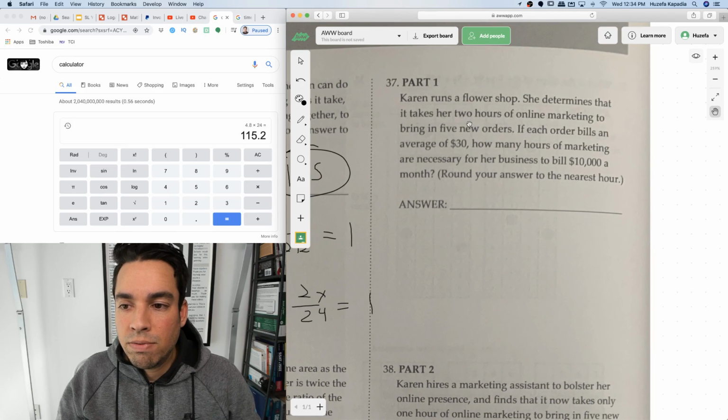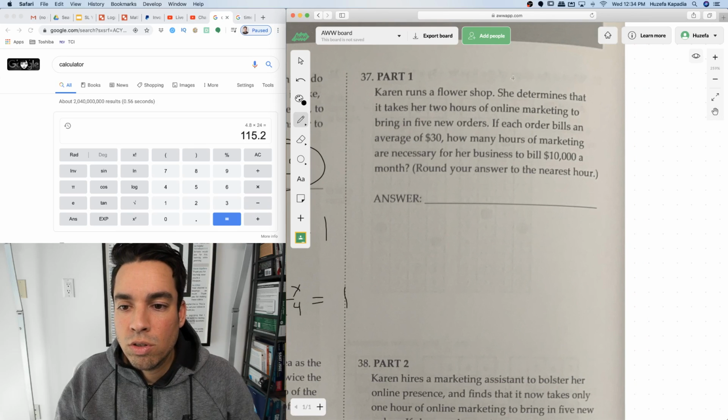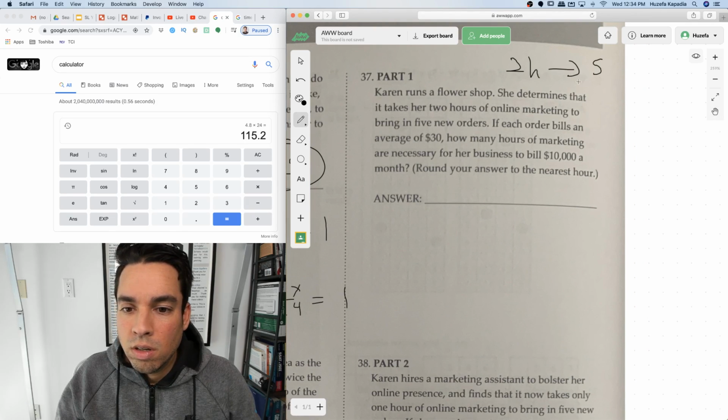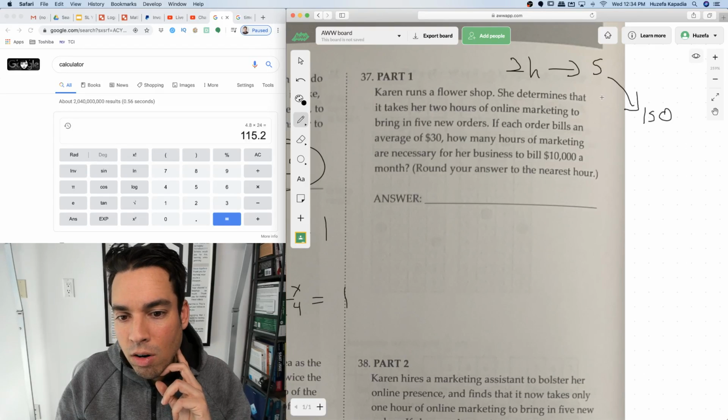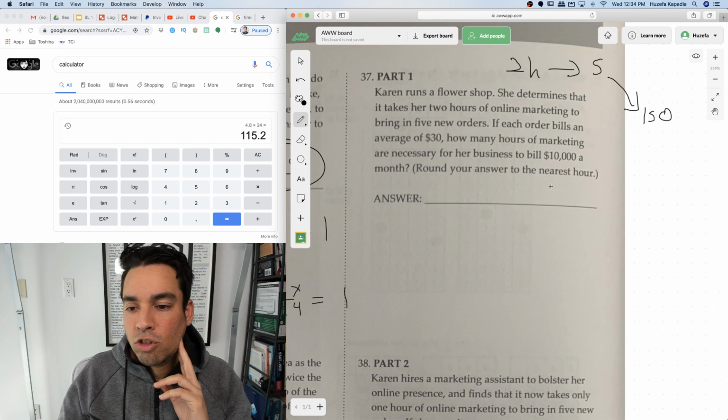37. Karen runs a flower shop. She determines that it takes her 2 hours of online marketing to bring in 5 new orders. 2 hours to get 5 orders. If each order bills an average of $30, so this would be $150, right? How many hours of marketing are necessary for her business to bill $10,000 a month? Okay, so check this out.